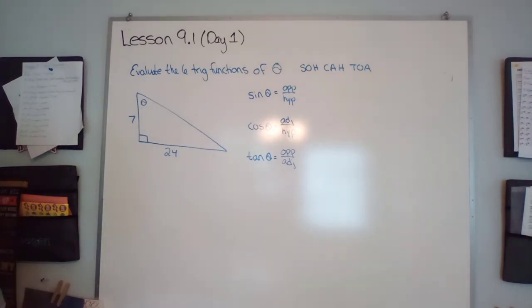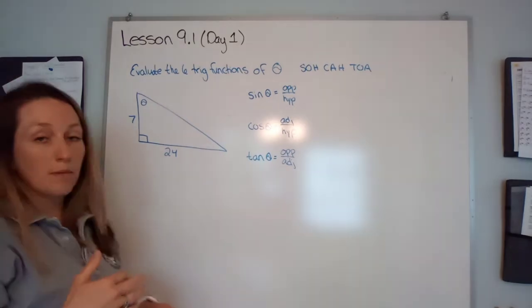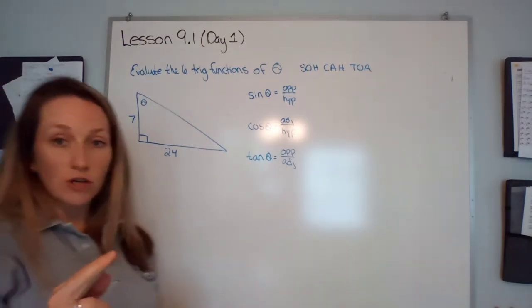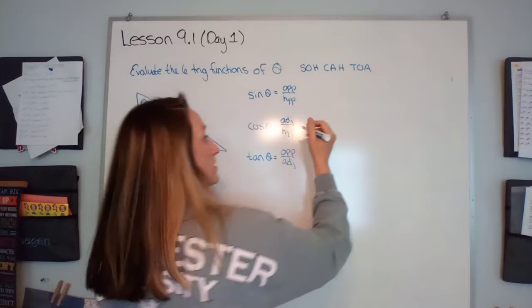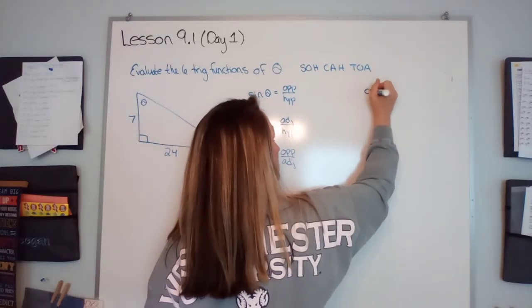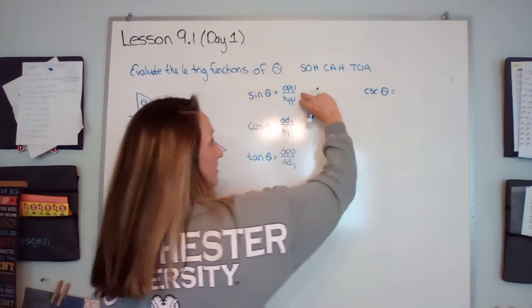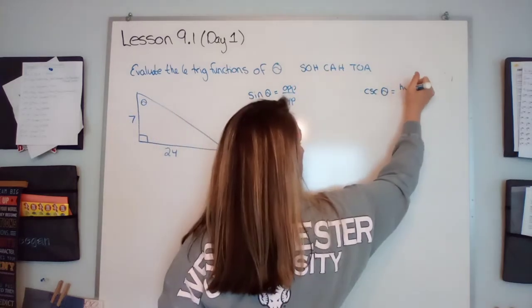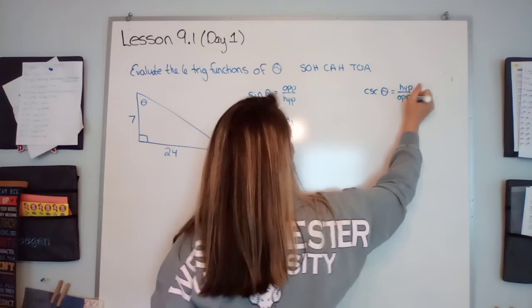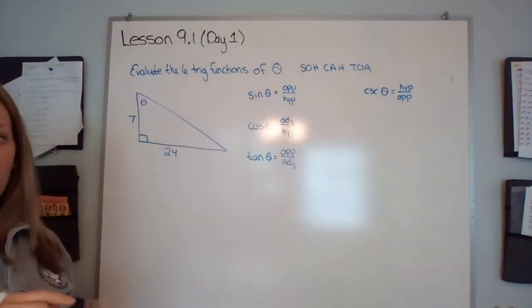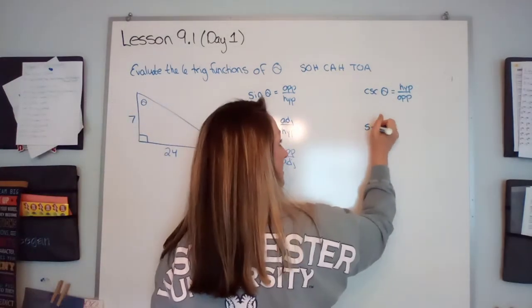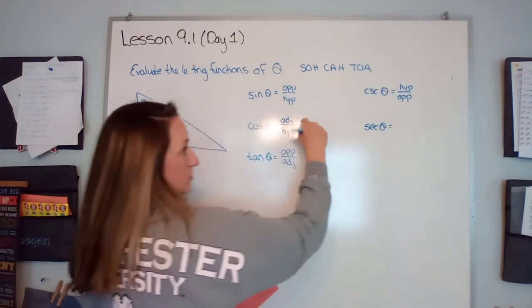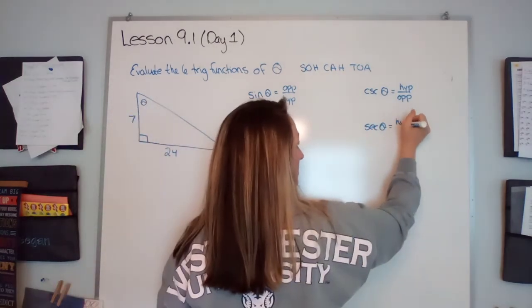Now the other three are the reciprocal functions that I introduced to you today. Again, you have to remember which one is the reciprocal of sine. Remember the trick I said, C and S go together. So sine is paired with cosecant, its reciprocal. Cosecant of theta is just going to be the reciprocal, so that's hypotenuse over opposite. And then cosine pairs with secant, so secant of theta is the reciprocal, hypotenuse over adjacent.